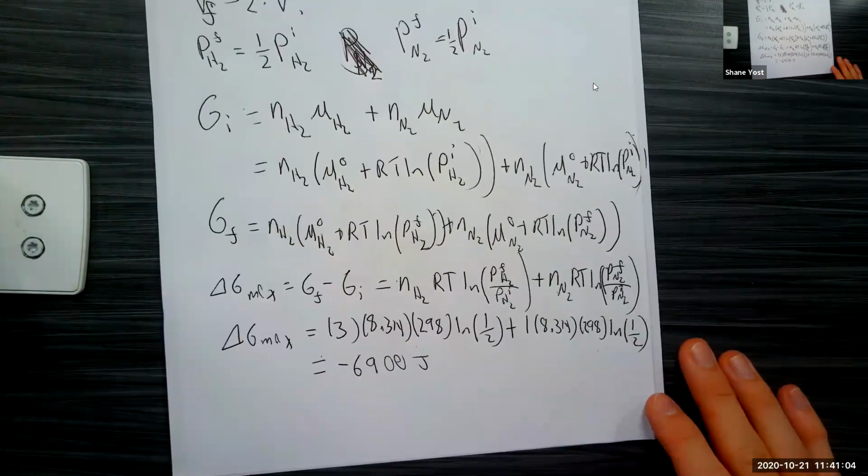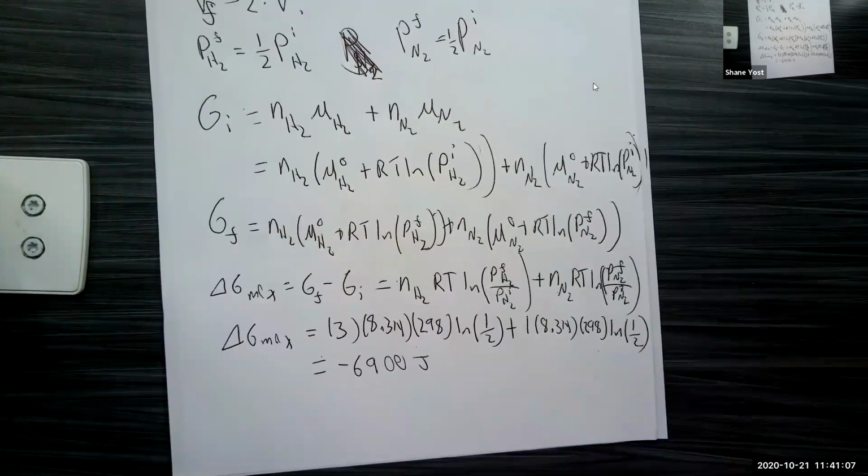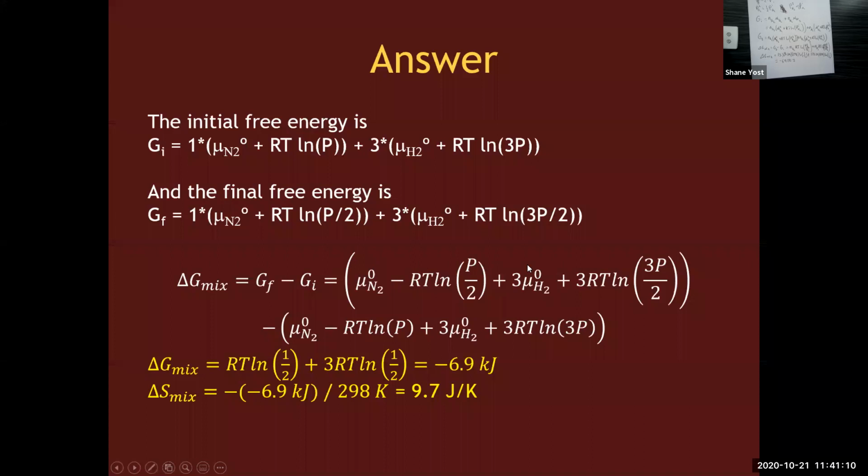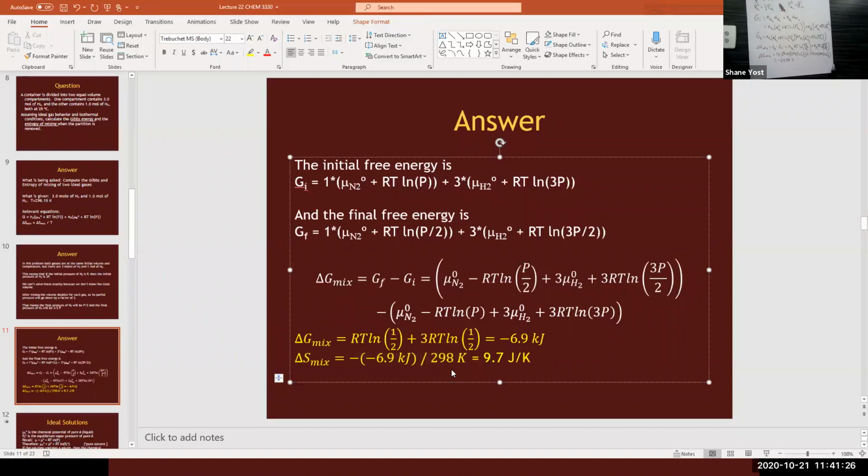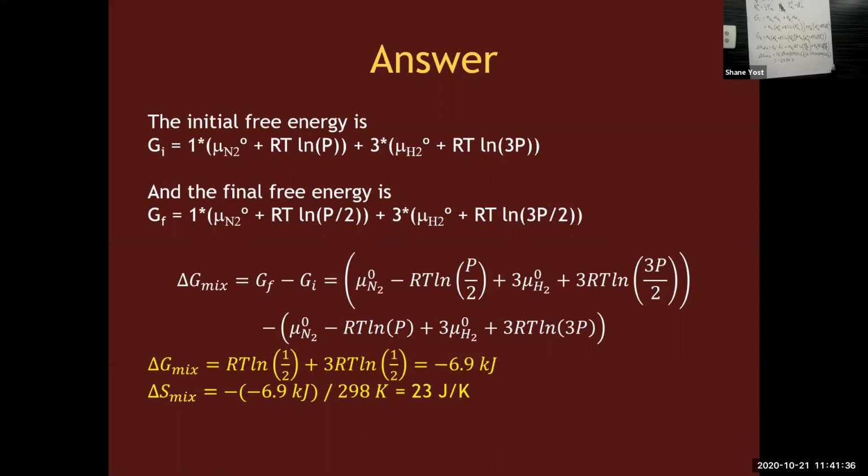But how do you do the math on the delta S? Because 6900 divided by 298 is... no. All right, so what is that then? 23.05. Okay. I guess I did that wrong. So this comes out to be 23 joules per Kelvin roughly. Yeah, 23.05. That was just a typo on my part. So 23 joules per Kelvin.